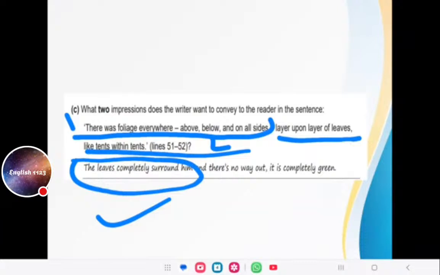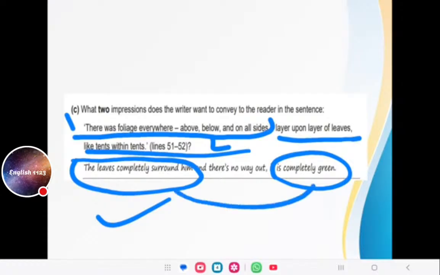Now the second impression. The second impression is layer upon layers, which can go with the first one also, like tents within tents. Layer upon layers of leaves, like tents within tents. What is the meaning of that? The student has written: there is no way out, it's completely green. Now if we talk about this one, it's completely green. This is a part of this explanation.